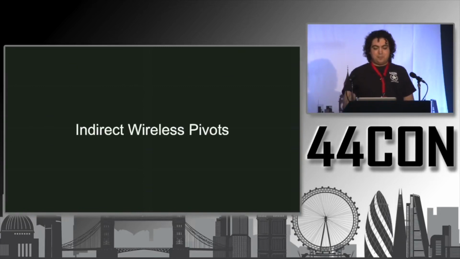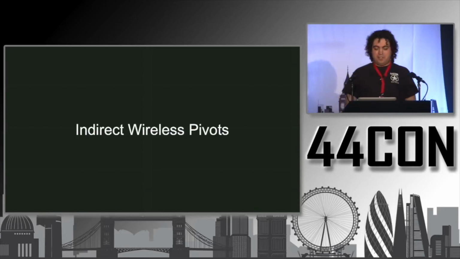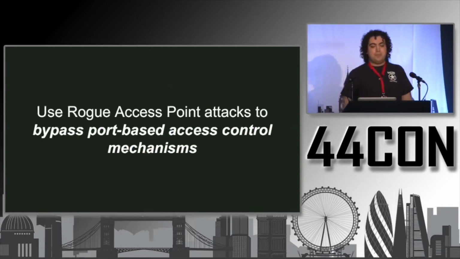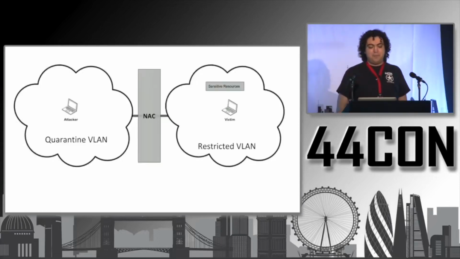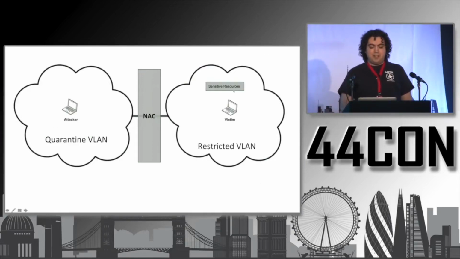So back to our scenario. We can build off of the hostile portal attack to do something called an indirect wireless pivot. And this is where we use a rogue AP attack to bypass that port-based access control that got us stuck earlier. So here we are at our scenario from earlier, right? And notice here that we're on this quarantine VLAN, but there's also a victim device on this restricted VLAN, which is where we want to get to.